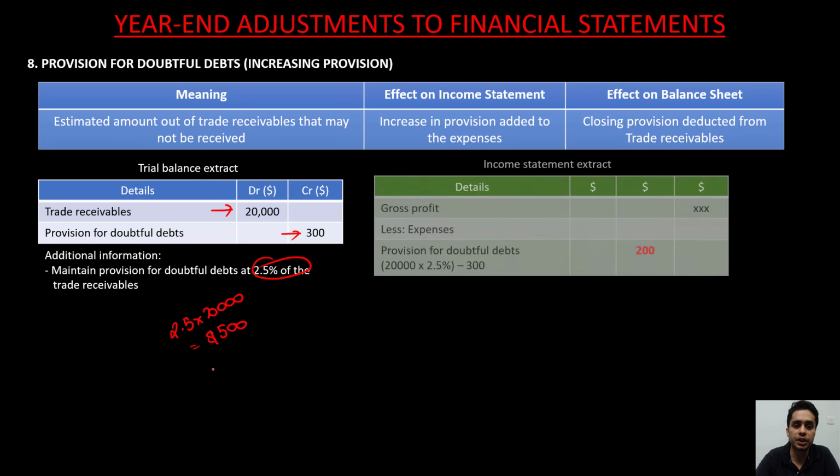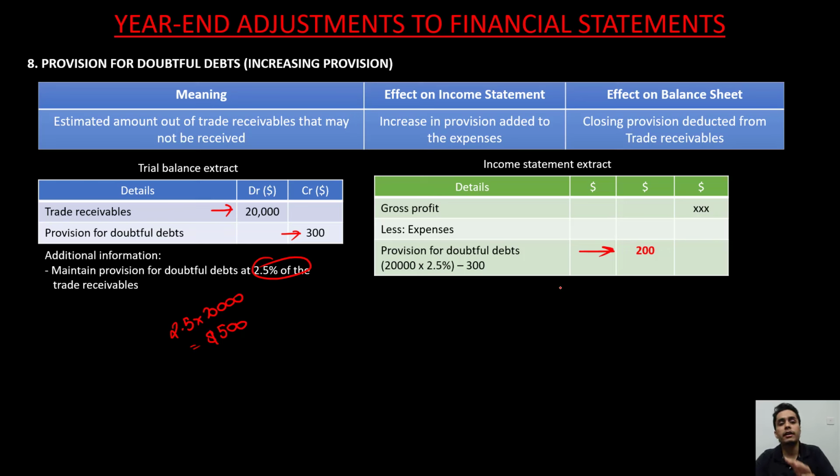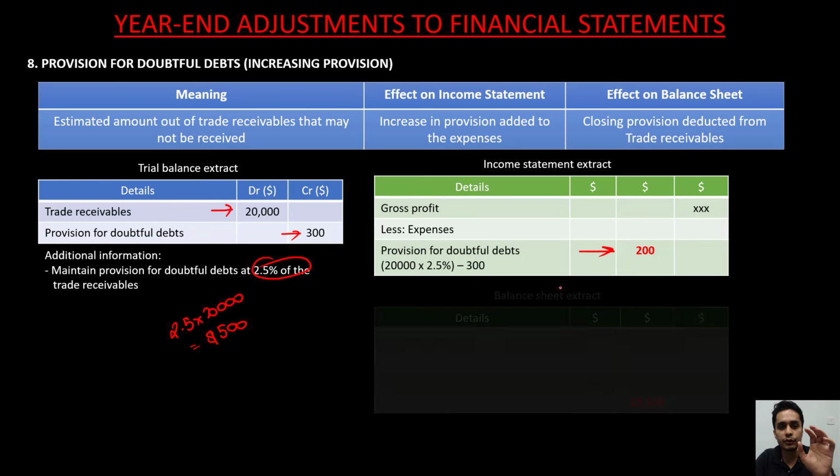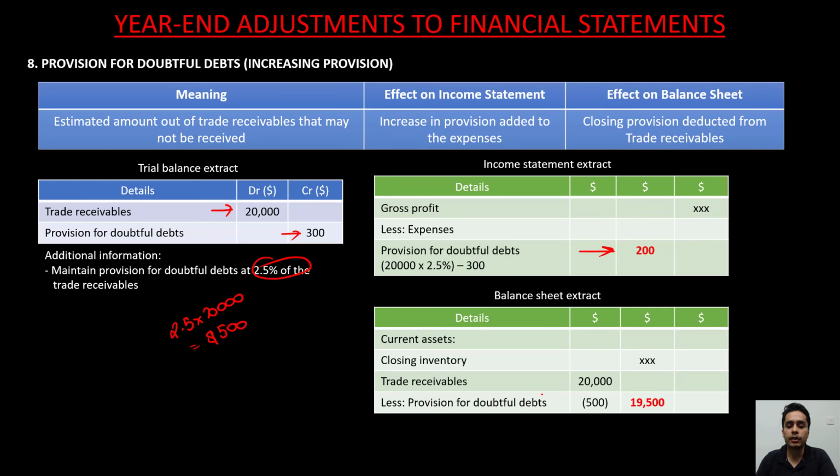Whenever you increase your provision, it will obviously be an expense for the business, and hence in the income statement, $200 will be an expense. In the balance sheet, out of the 20,000, 2.5% of it or $500 is doubtful. Hence, we'll have to deduct that $500 from the trade receivables to show the debtors at net amount of 19,500 as current assets in the balance sheet.